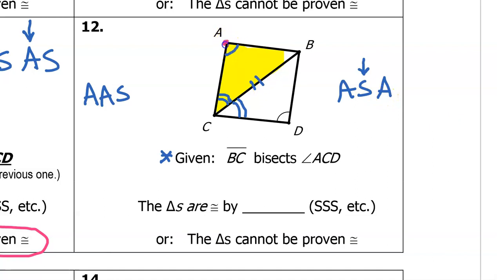Well, here's one angle that's marked. Here's the other angle that's marked. So this is the side that is between the two angles. Is that the side that is marked? No. The marked side is way over here. So the side is not between the two angles. So that means we have an angle-angle-side situation.